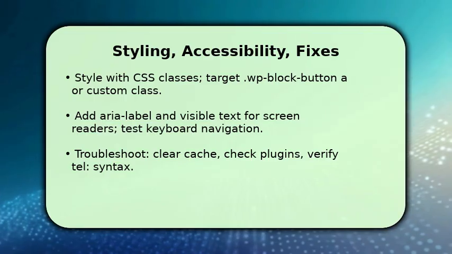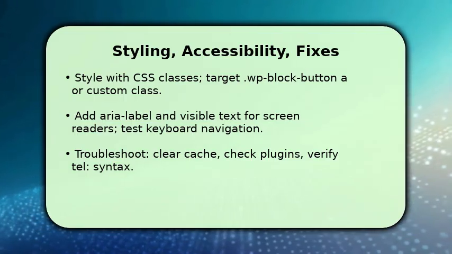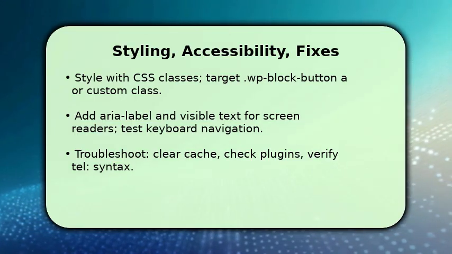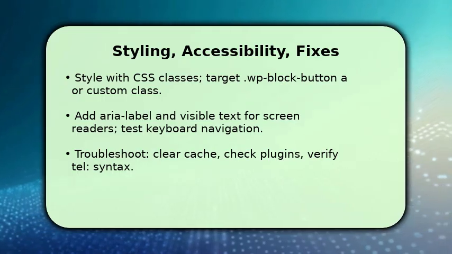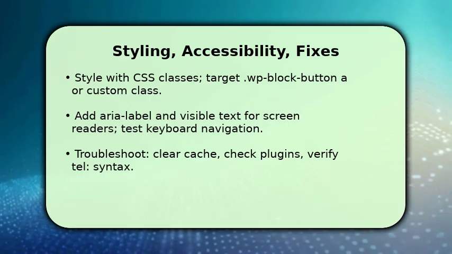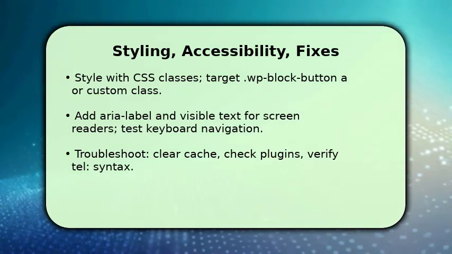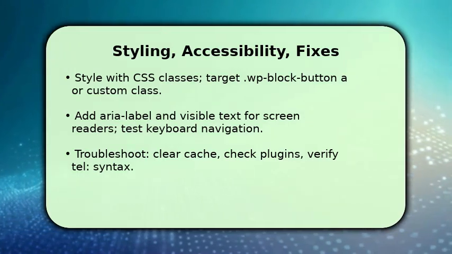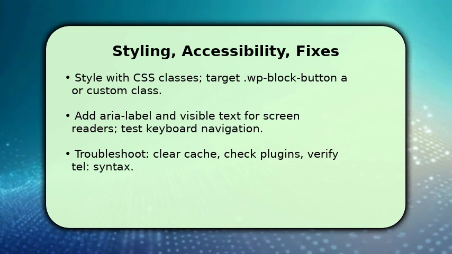Add a CSS class to the link or button and apply styles so it's visible and tappable. Make the hit area at least 44 px for touch. Add aria-label equals, call us at 123-456-7890 if the visible text is short, and ensure keyboard focus is obvious.